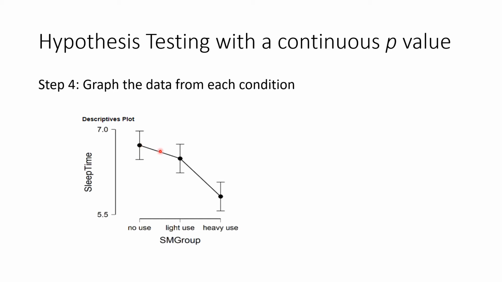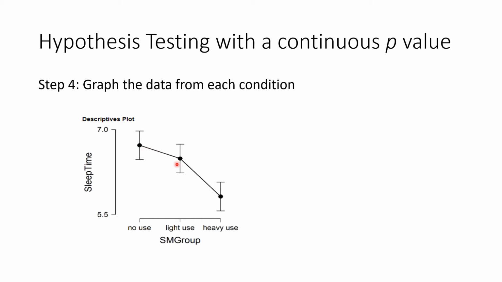There's quite a bit of overlap between these confidence intervals between the no use and light use. So I'm suggesting that this is going to probably be a pretty high p-value here because there's quite a bit of overlap. However, when you're comparing the no use to the heavy use, there's no overlap at all. So that's going to give you a pretty small p-value. Also, the difference between the light use and the heavy use, there's no overlap. So that's going to give you a pretty small p-value. If you get used to reading these, you could, again, anticipate the results that you're going to get.